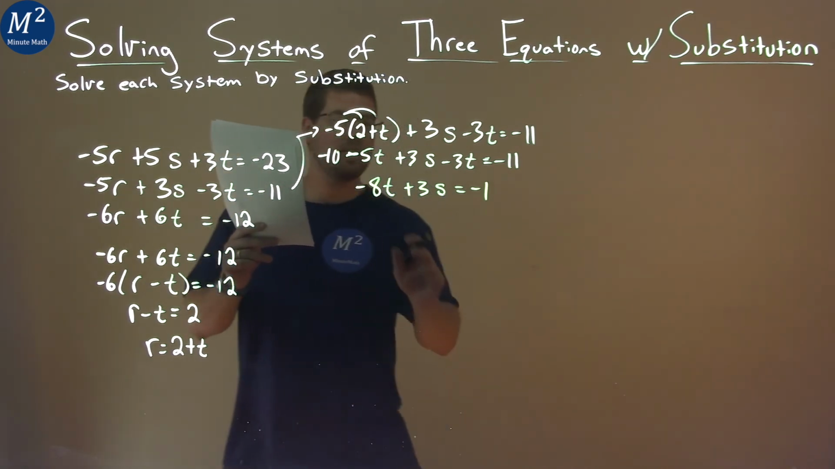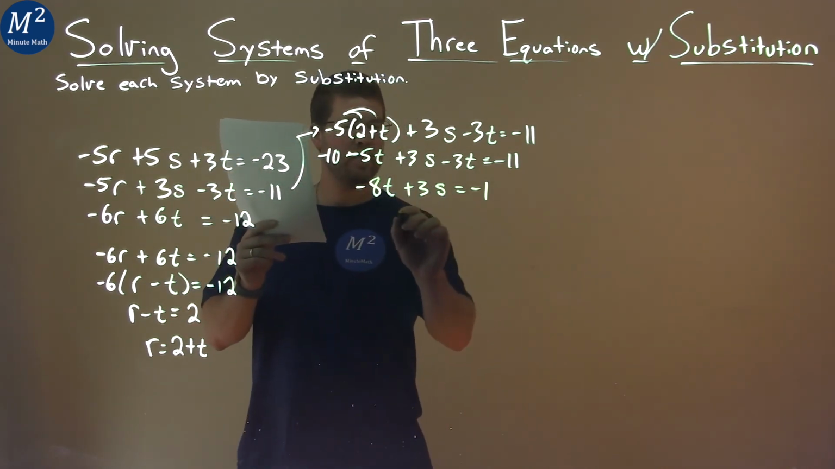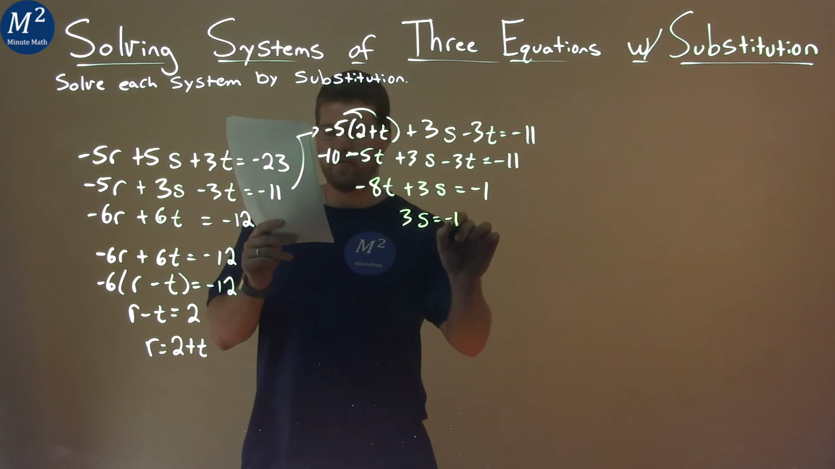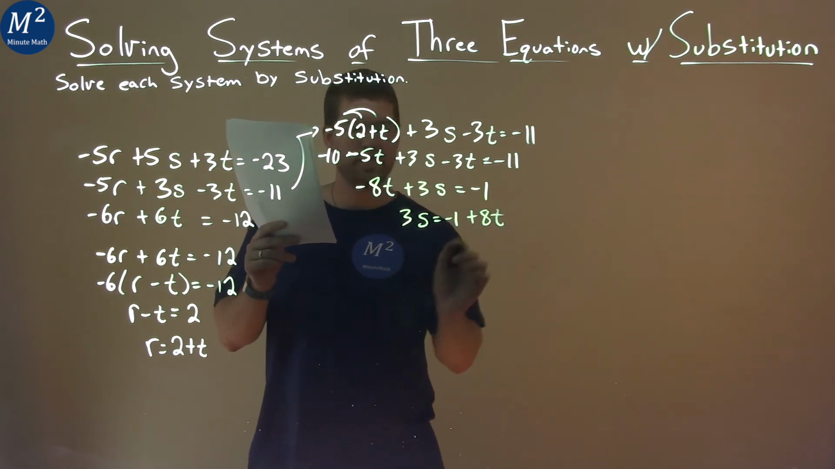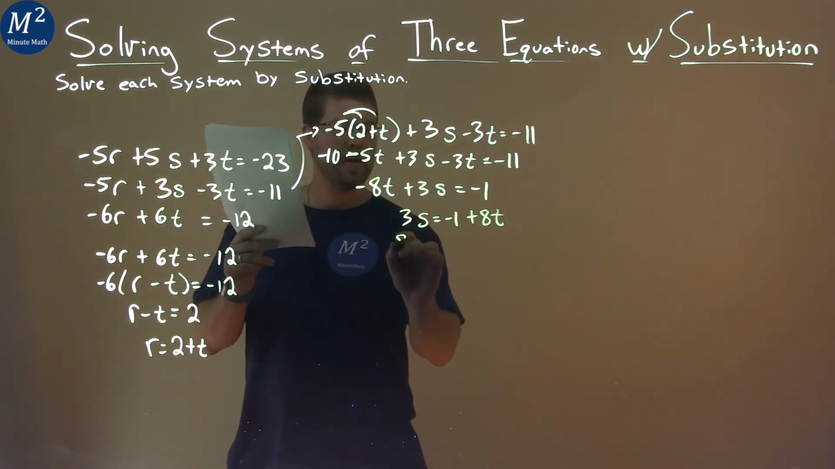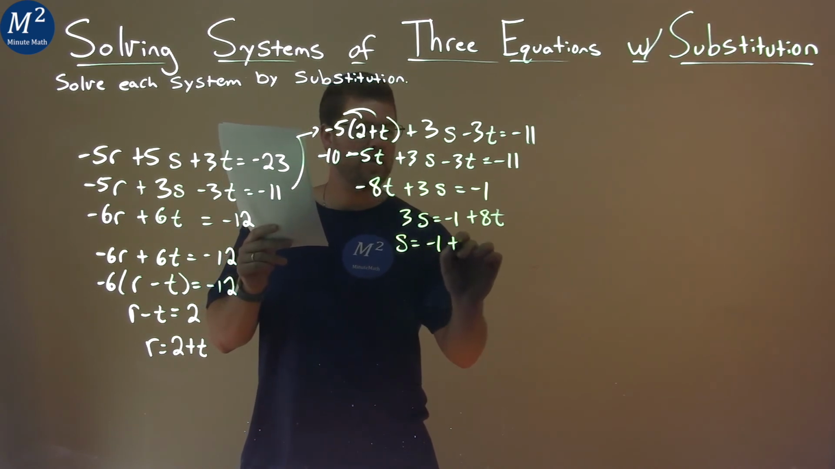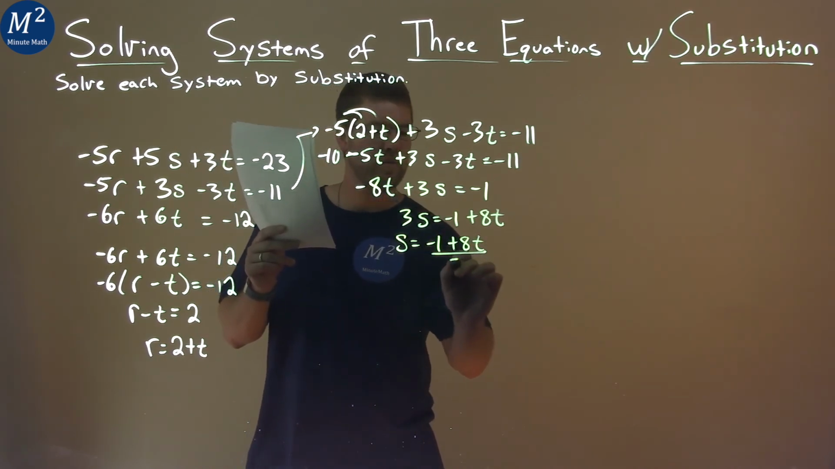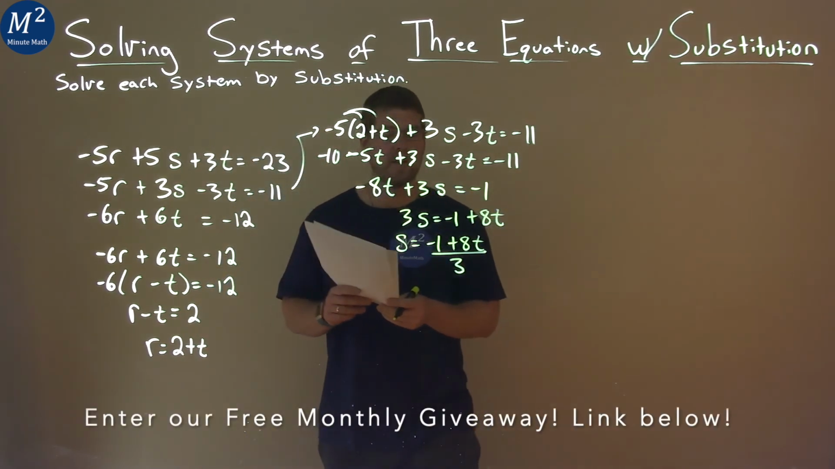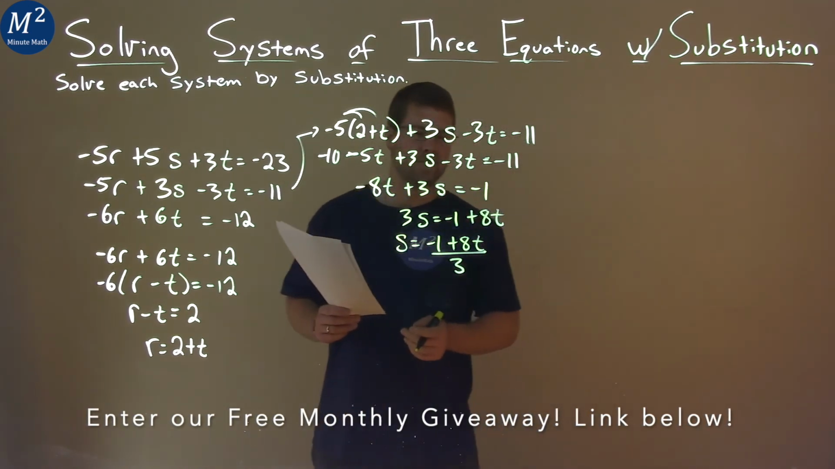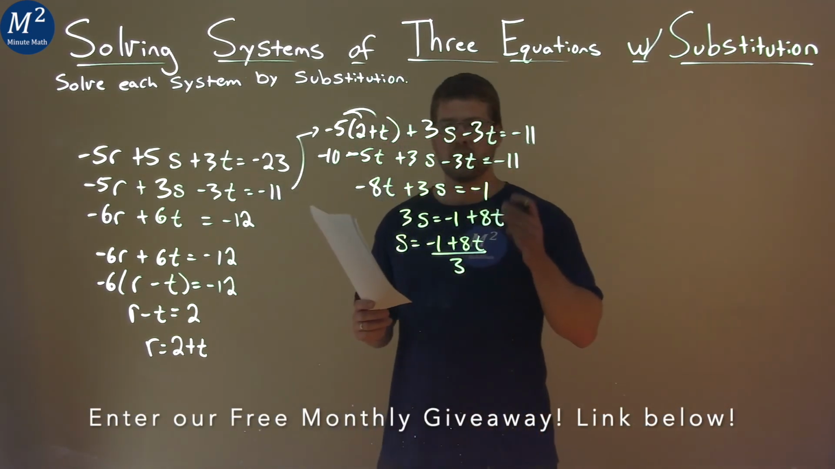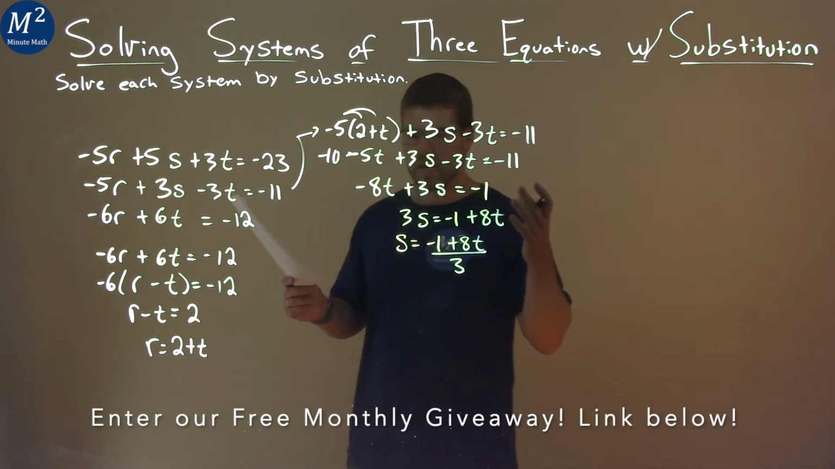To get s by itself, I'm going to add 8t to both sides, and so we have 3s equals negative 1 plus 8t. Divide both sides by 3, and s equals negative 1 plus 8t over 3. Fantastic. But it's a little difficult with a fraction. But don't be afraid. Same process still applies.